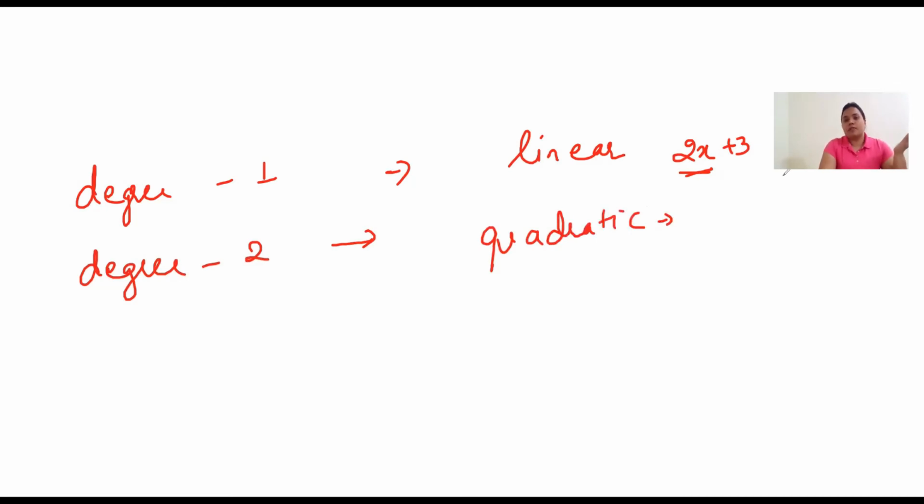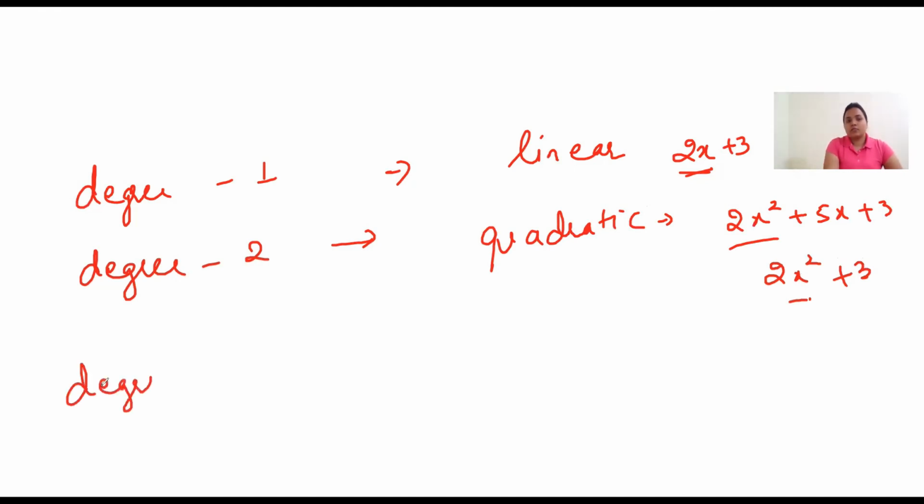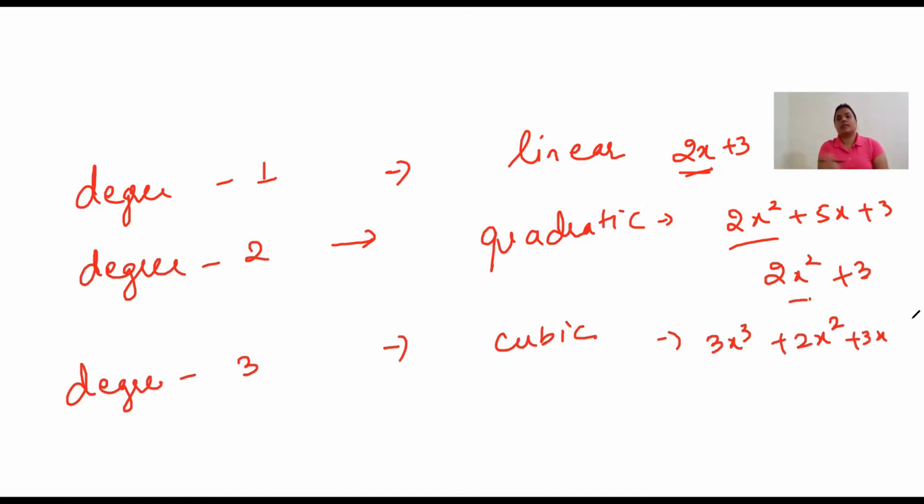An example will be 2x square plus 5x plus 3. It can be 2x square plus 3 also. Highest degree is 2 in both the cases. If the degree is 3, we call it cubic. So in that case, it will be like, suppose, 3x cube plus 2x square plus 3x. So the highest degree is 3 in this case. So according to the degrees, we name the polynomials.